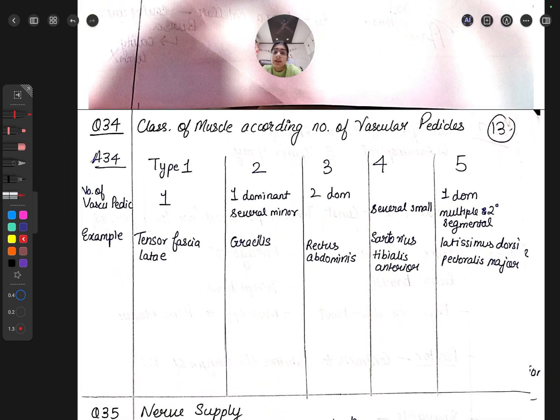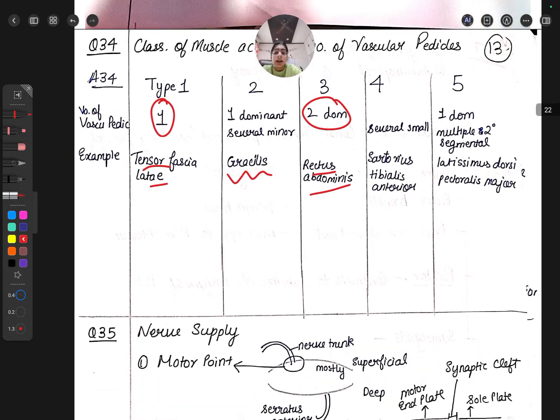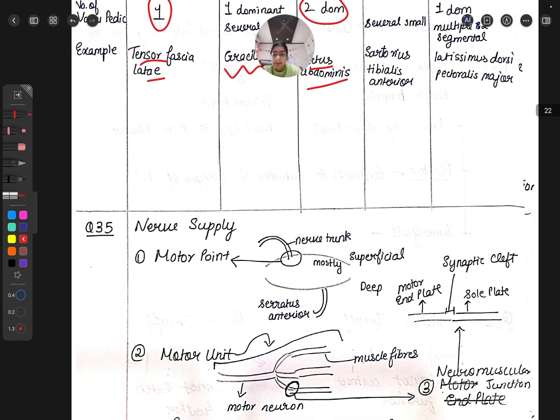Next is classification of muscles according to the number of vascular pedicles. Number is 1, for example tensor fascia lata. 1 is dominant and several minor are there. Gracilis, 2 dominant are there. Rectus abdominis, 4 and 4 and 5, and so on, but I think these are not required at this point of time. You just need to review these things.